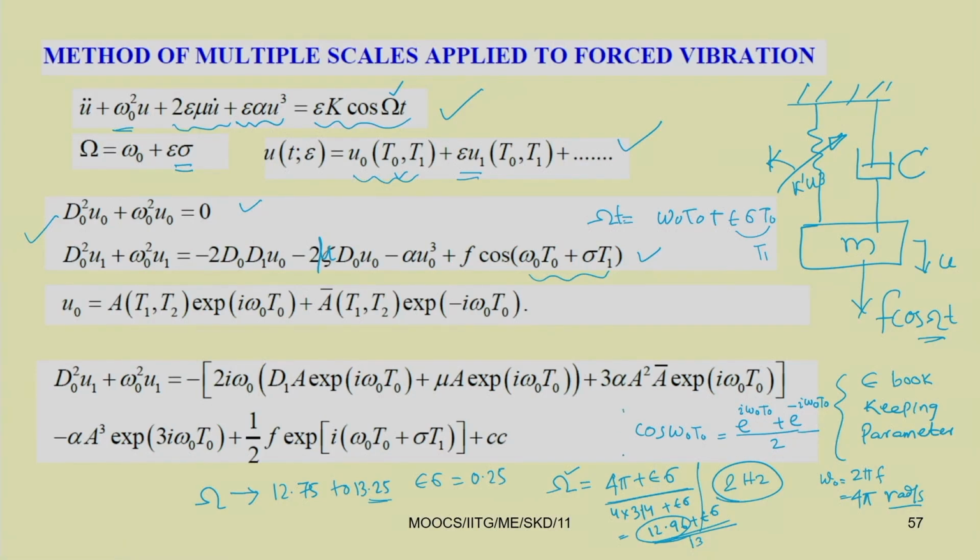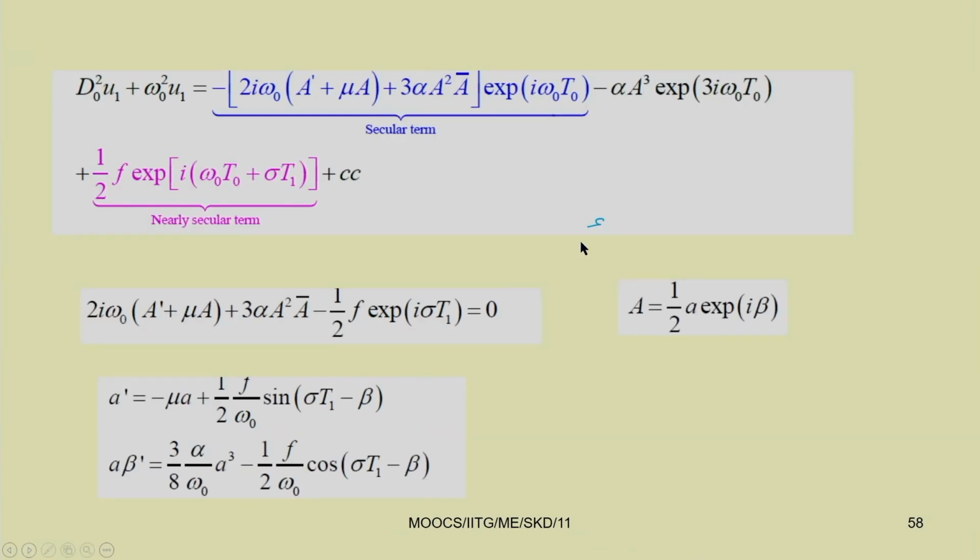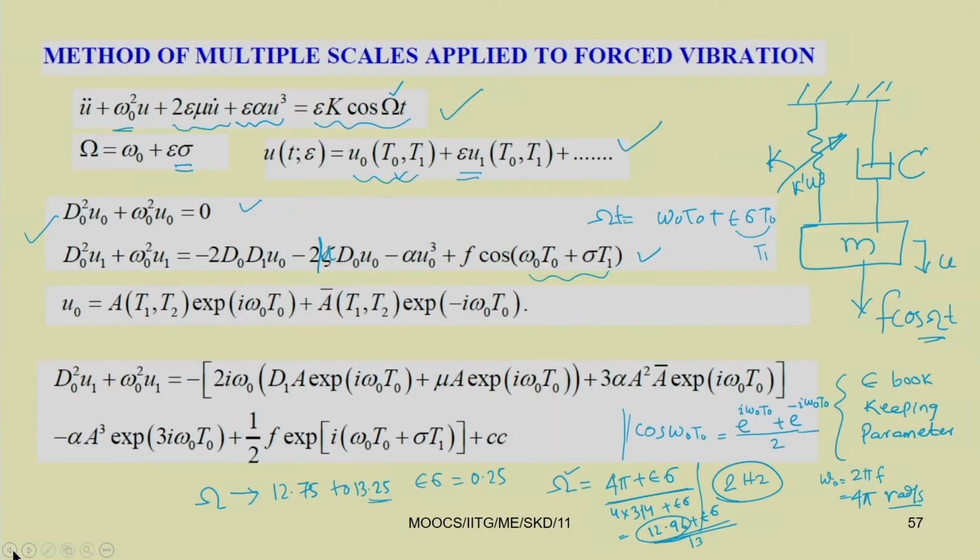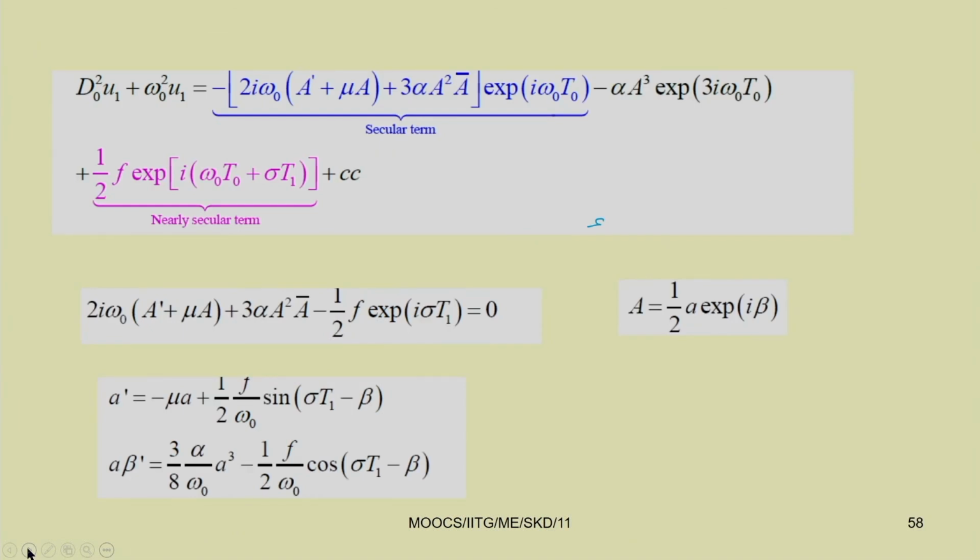By substituting this in the forcing term, you can find the expression, and you can note that there are many terms with e to the power i omega0 t0. We can combine all these and write the expression again: D0 squared u1 plus omega0 squared u1 equal to minus 2 i omega0 a dash, where D1 a is written as a dash, plus mu a plus 3 alpha a squared a bar, times e to the power i omega0 t0, minus alpha a cubed e to the power 3 i omega0 t0, plus half f e to the power i omega0 t0 plus sigma t1, plus its complex conjugate of the preceding term.